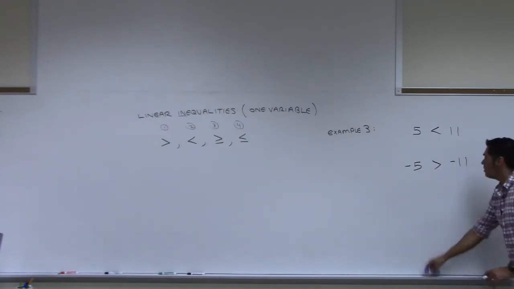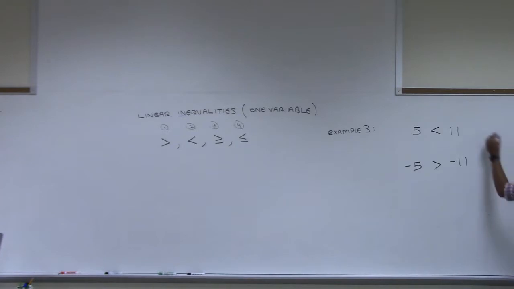So next to these 2 examples, I'm going to draw a quick number line. If you draw a number line, if this is 0 here, right? 5 is here and 11 is here, right? So 11 is to the right of 5, which means 11 is greater than 5. 5 is to the left of 11, so that means 5 is less than 11.